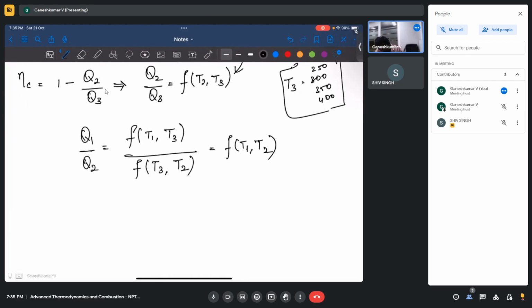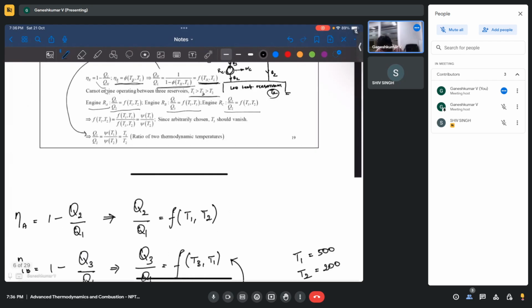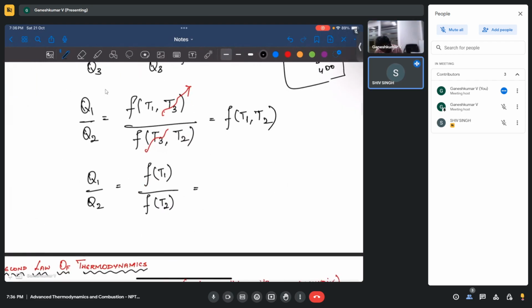So these two things should vanish. Then Q1 by Q2 is simply a function of T1 and T2. It can be any function of T1 and T2, but the function should be the same. We are taking the function of T to be nothing but just T itself.